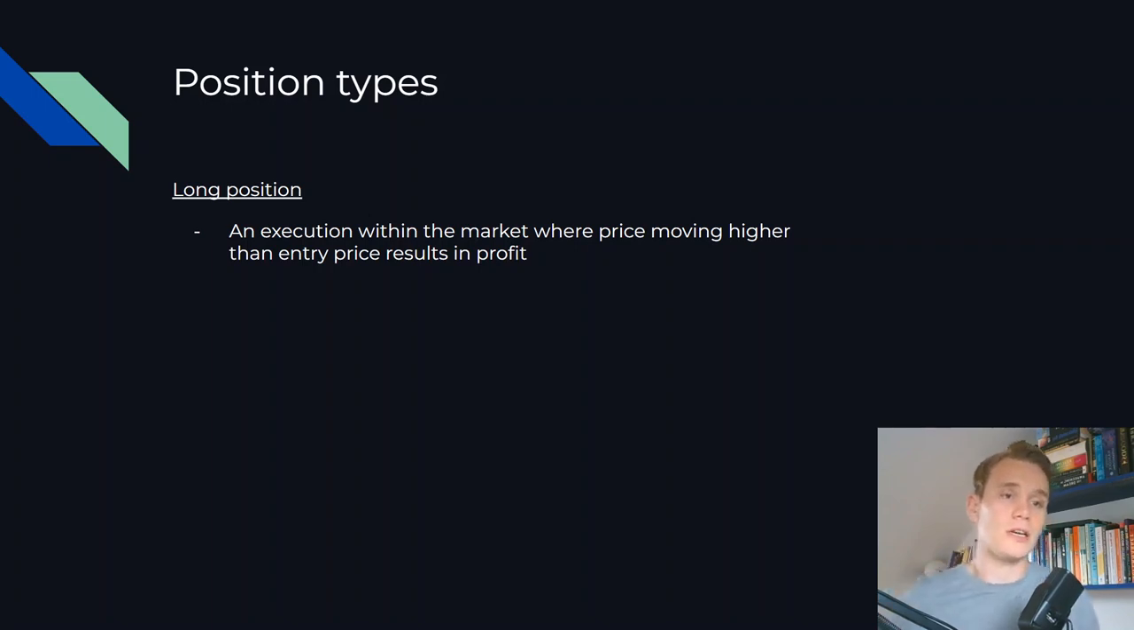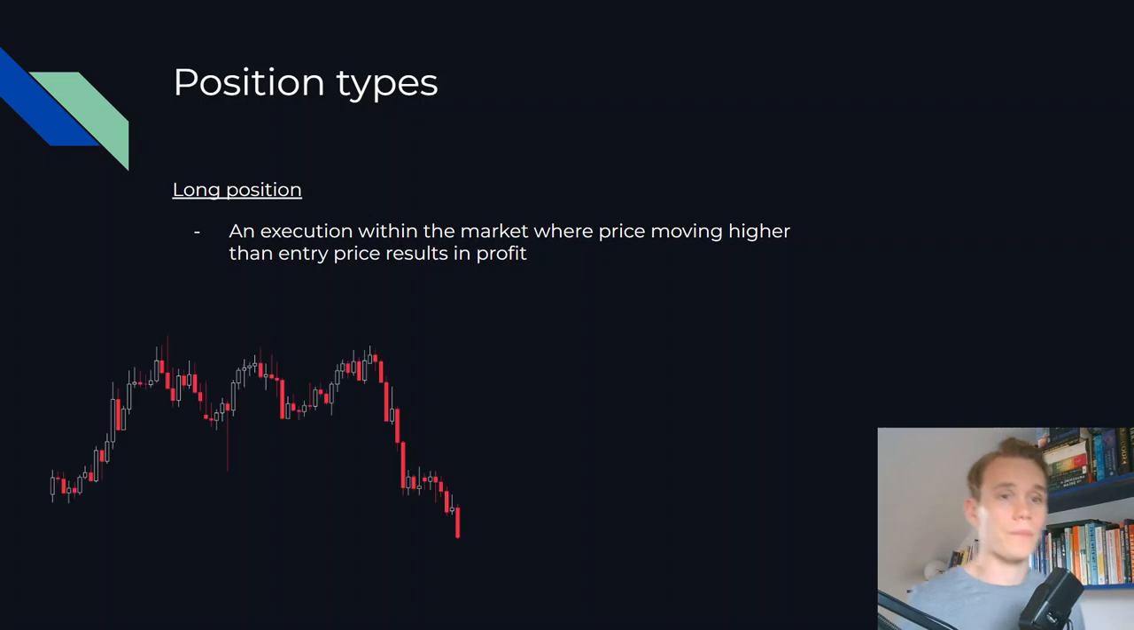Now, a long position is an execution within the market where the price moving higher than the entry price of the position results in a profit. So we're bullish on this market. We execute a long position with the expectation that the market is going to run to the upside, and we're going to get a profit from it doing so.